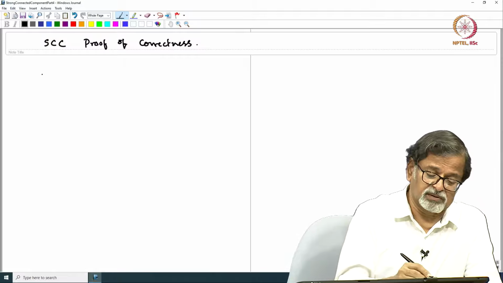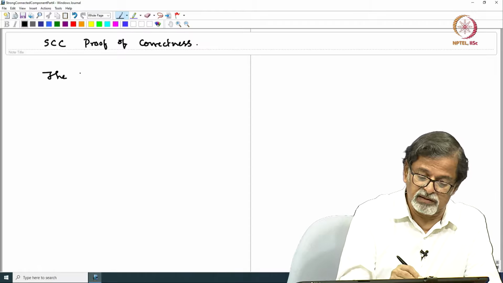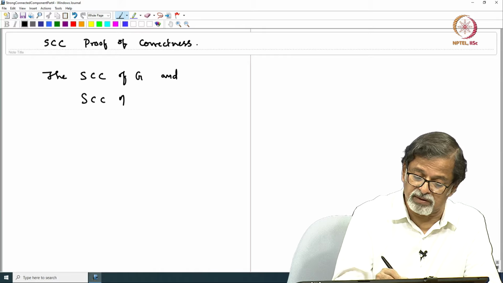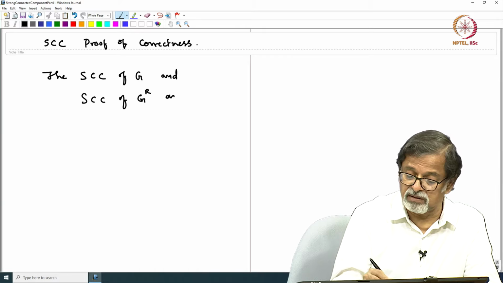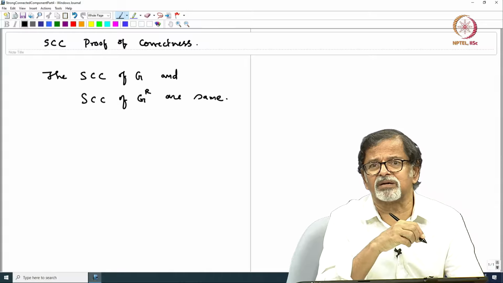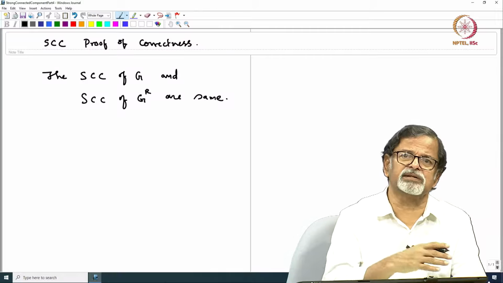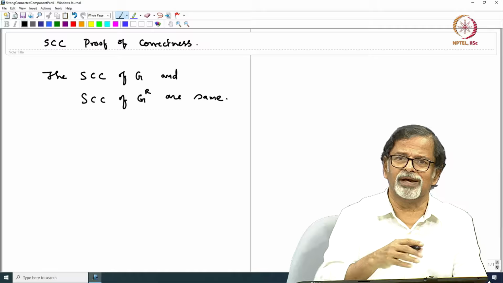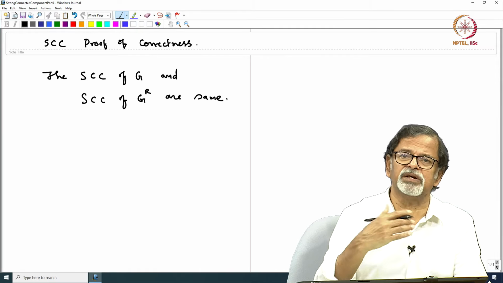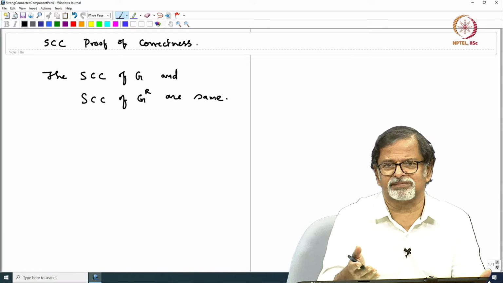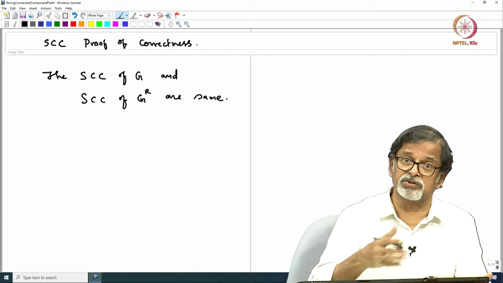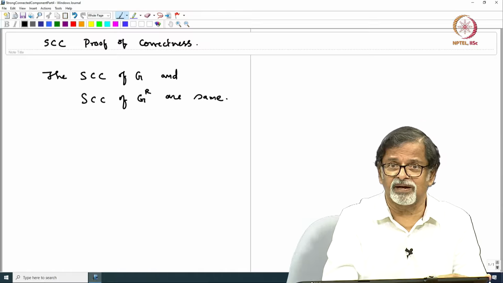So first of all, from the definition we see that the strong connected components of G and of G reverse are the same. That is because the way in which the strong connected component is defined is, for every pair there must be a path from U to V and V to U. If there is a path from U to V in G, there is a path from V to U in G reverse. If there is a path from V to U in G, there is a path from U to V in G reverse. So the same definition works, and you will obtain the same connected components when you work on G reverse as well.